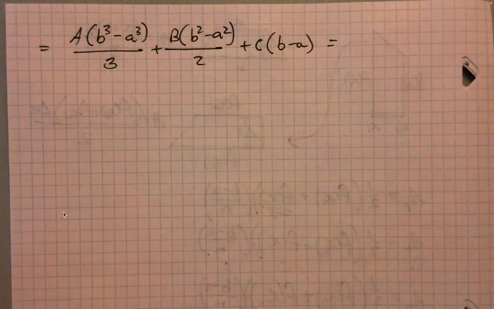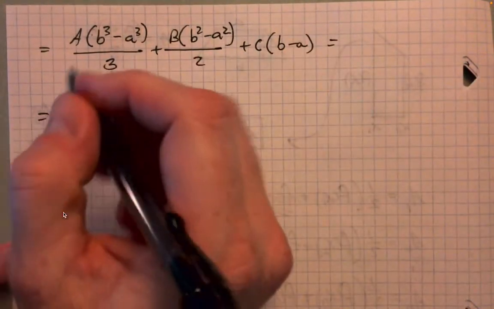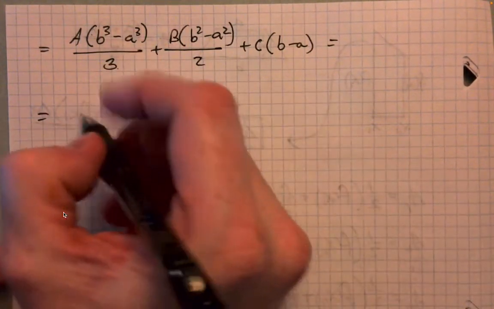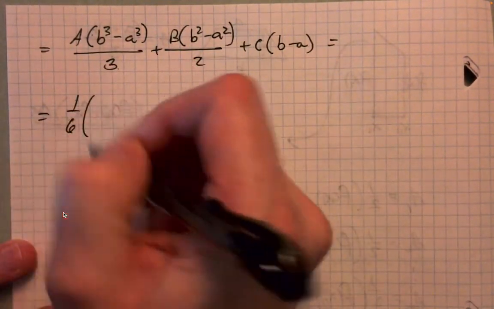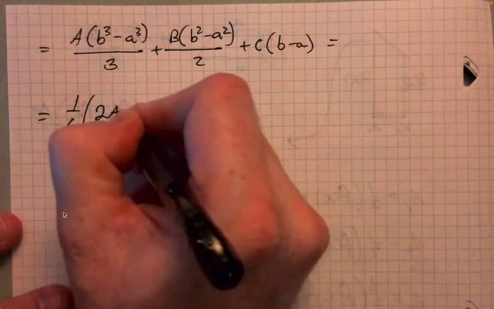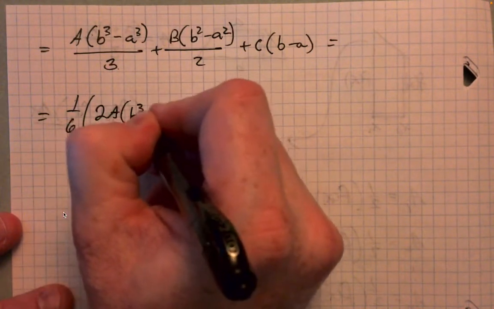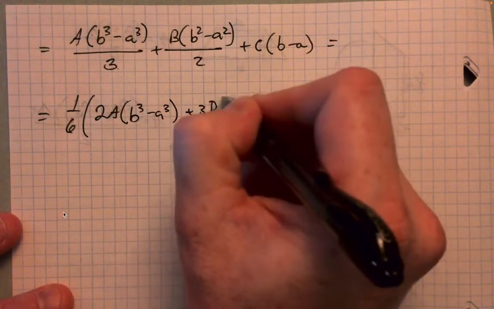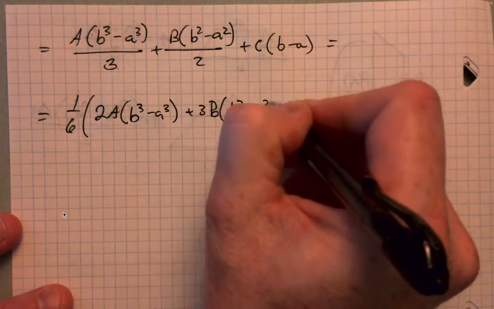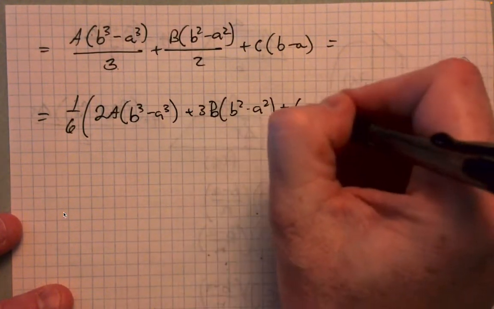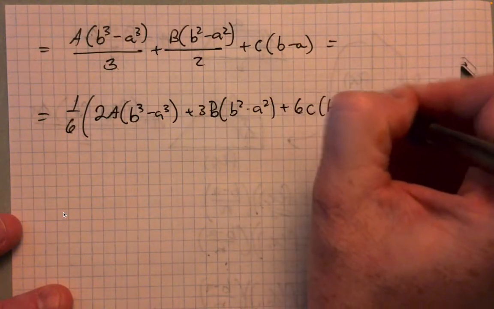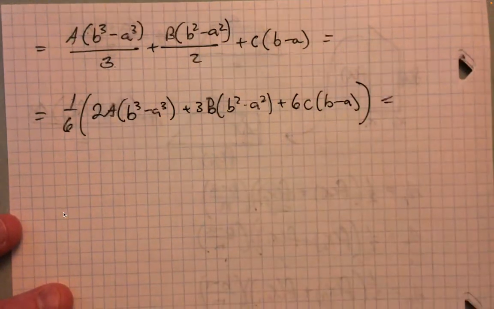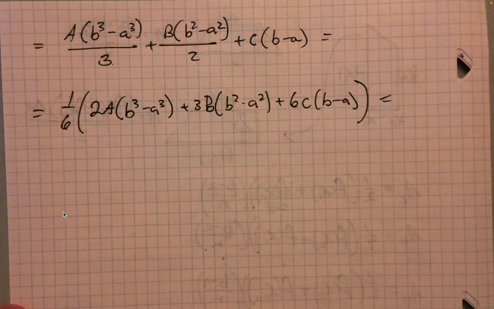So once you do that, then you can expand this thing, and you can pull 1/6 out of this, and you get 2a times (b cubed minus a cubed) plus 3b times (b squared minus a squared) plus 6c times (b minus a), like so. Okay, and then you can pull a (b minus a) out of this as well.